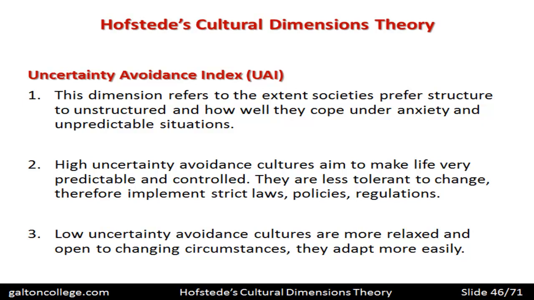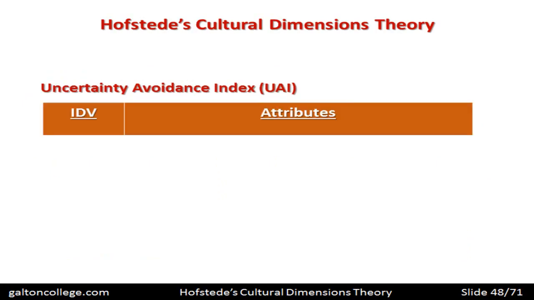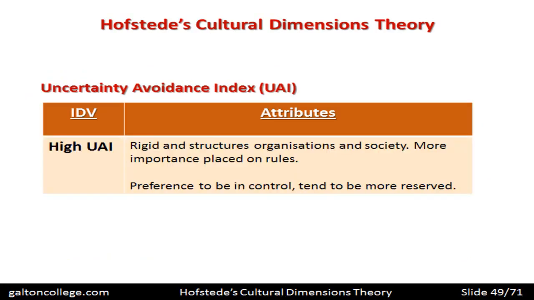That type of society is more open. They're more tolerant towards change. Now the attributes, well, high uncertainty avoidance index is rigid and structures organizations and society. More importance placed on rules. Preference to be in control, tend to be more reserved.